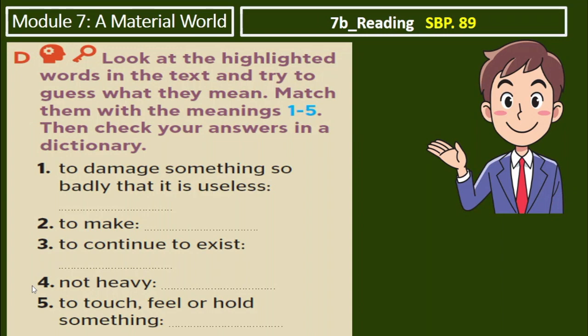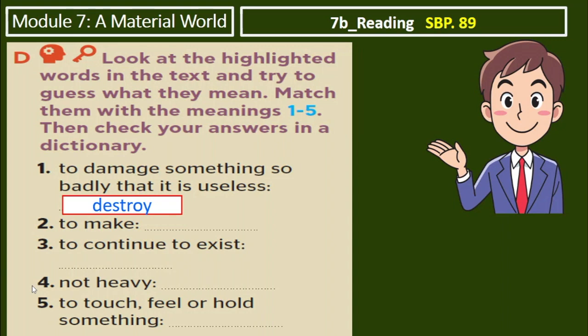Number 1, to damage something so badly that it is useless. You've got to go back to the highlighted words in the 5 paragraphs in student's book page 88 and find out the word that's closest in meaning to this phrase, to damage something so badly that it is useless. Correct, yes. To destroy. Destroy means to damage something so badly.